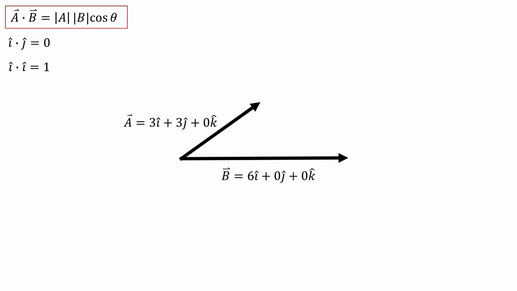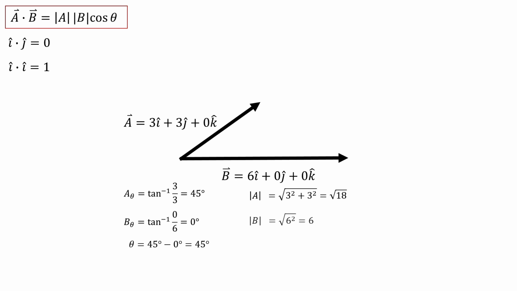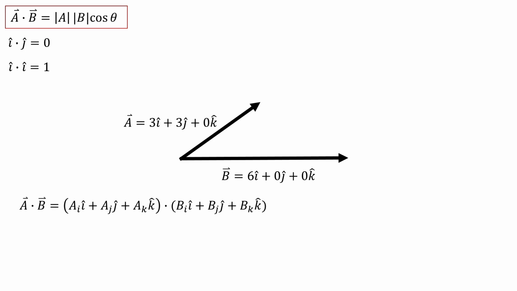You can either use tangents to solve for the angle between the two vectors, then use Pythagorean's theorem to solve for the magnitudes, and plug the numbers into the equation above. An easier method is to use the projections of both A and B onto the coordinate axis. Vector A is just A sub i plus A sub j plus A sub k. B is B sub i plus B sub j plus B sub k.